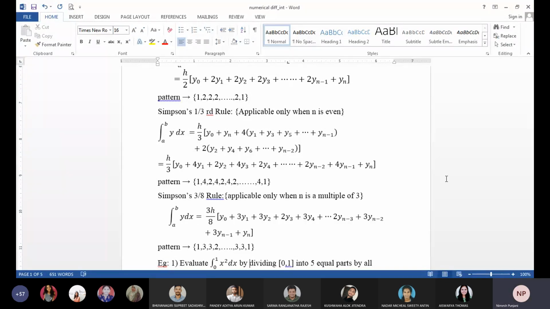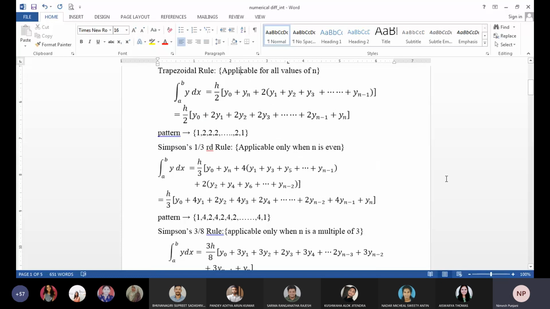Okay, again I repeat, it will be 1, 3, 3, 2, 3, 3, 2, and lastly it will be 3, 3, 1. This is the pattern which you can observe for the coefficient of your yi's in case of Simpson's 3/8. So you have to remember all these three formulas. You can take the screenshot of the formulas, then we will go to the solving part.